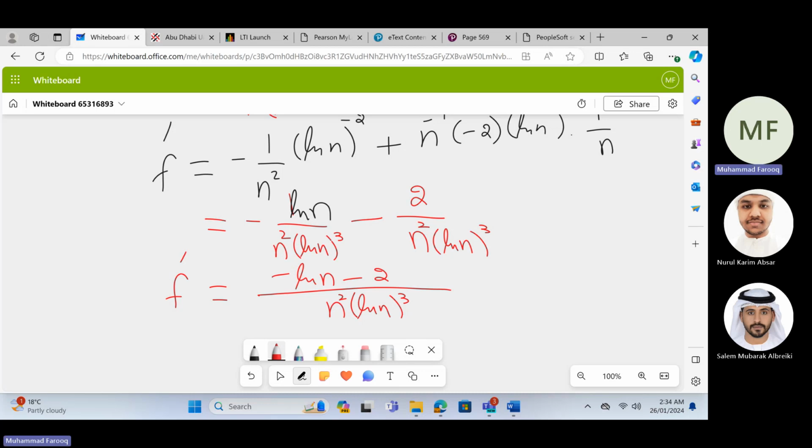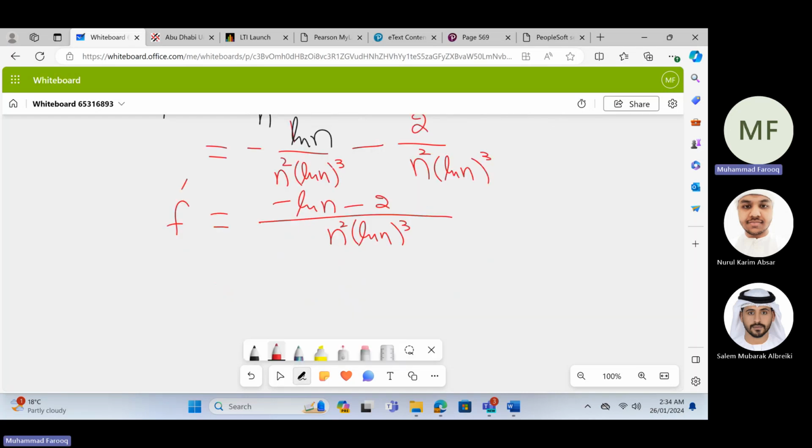When does the derivative become 0? When the numerator is 0. So put the upper part equal to 0 and get the n value. Look here: minus ln n minus 2 is equal to 0.